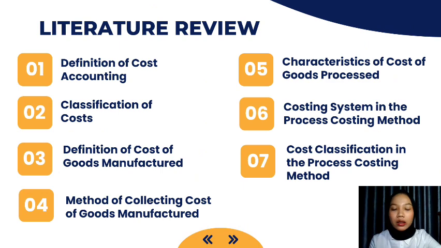Next, there is a literature review. 1 is definition of cost accounting, 2 classification of costs, 3 definition of cost of goods manufactured, 4 method of collecting cost of goods manufactured, 5 characteristics of cost of goods process, 6 costing system in the process costing method, and 7 cost classification in the process costing method.